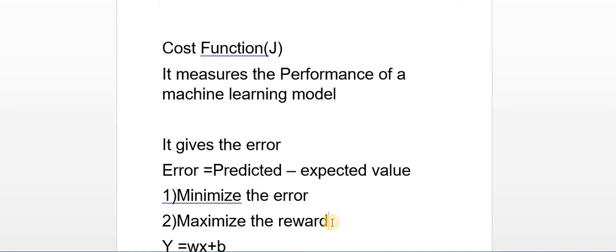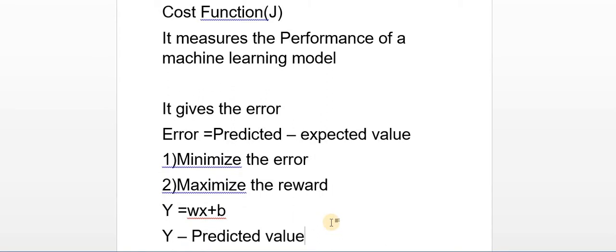You know, machine learning is of three types. One is supervised machine learning, unsupervised machine learning, and the third one is reinforcement machine learning. When we discuss those aspects, you will understand more about this reward. So for the time being, we can understand the cost function is used to minimize the error and maximize the reward.